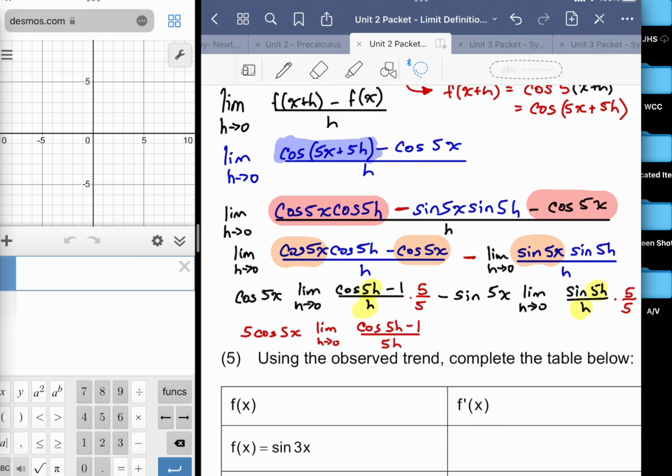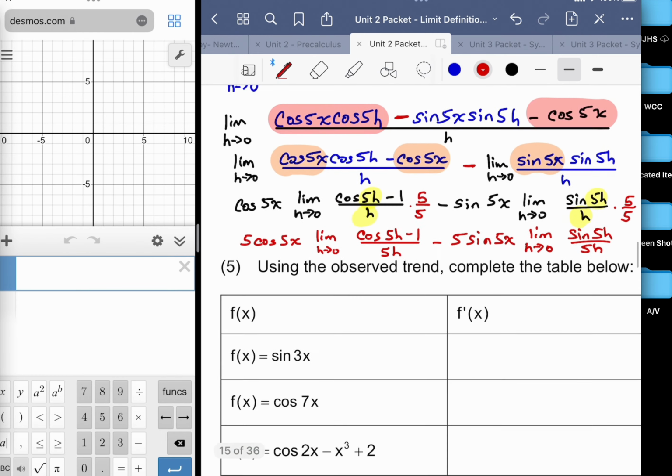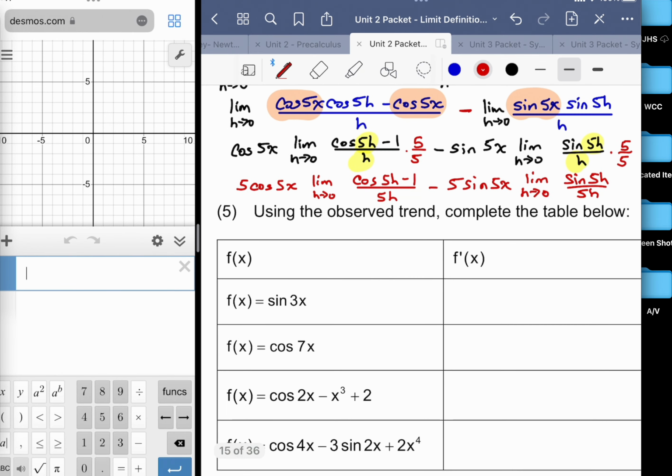The same would be true for the other limit. The 5 on the bottom would get grouped with the h. The 5 on the top would get factored out of the whole thing. So that would give us a negative 5 sine 5x limit as h approaches 0 of sine 5h over 5h. All right, each of which constitutes a rule.